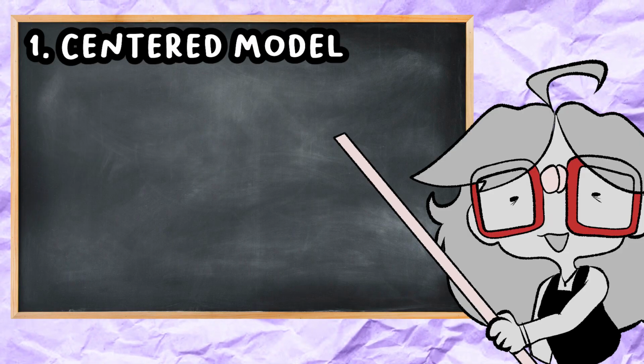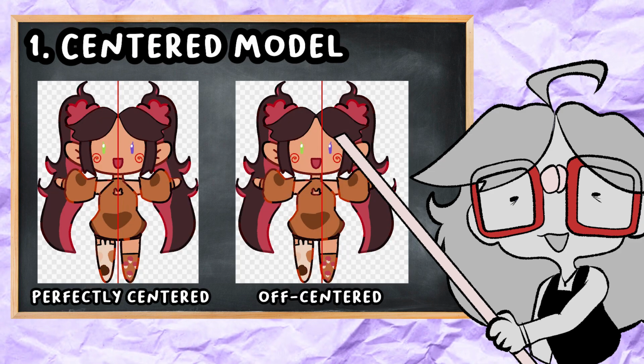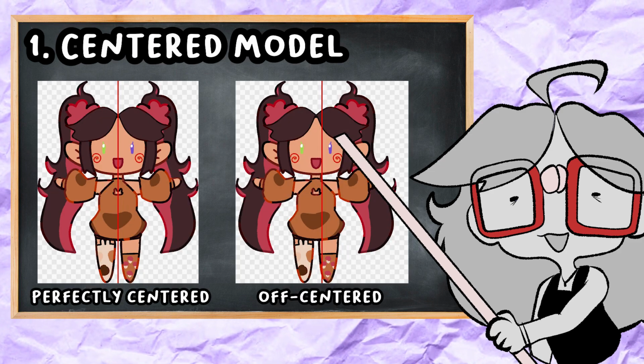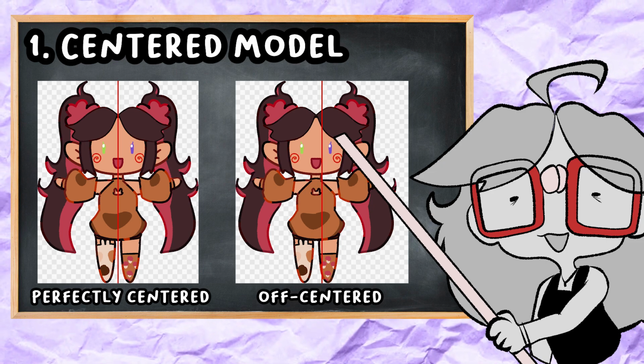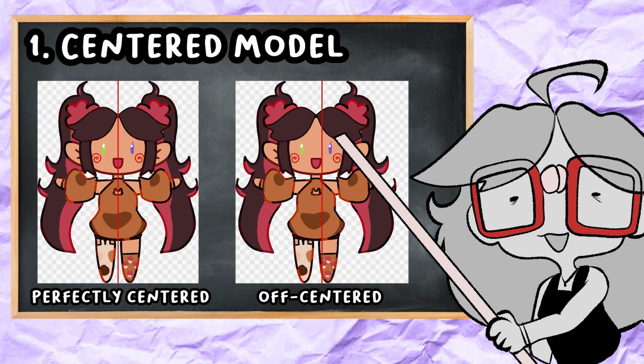Number 1, I would have lined the model perfectly in the middle. I didn't line her up perfectly, so when I was reflecting things from left to right, sometimes it would be a little off and then I'd have to manually correct things, and I was going an extra mile for something that I could have just avoided from the beginning. So when you're making your model, make sure that it is perfectly centered in the middle.